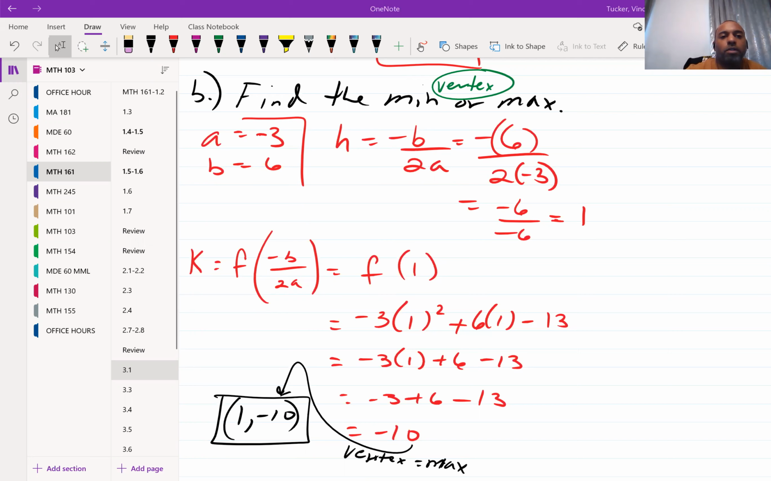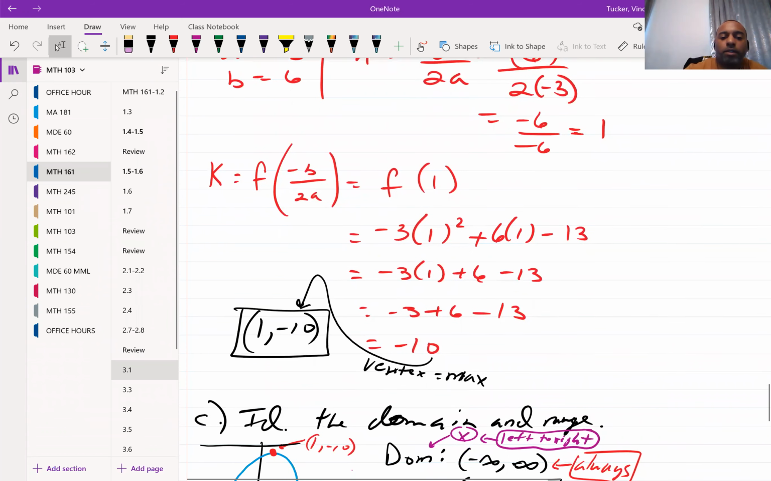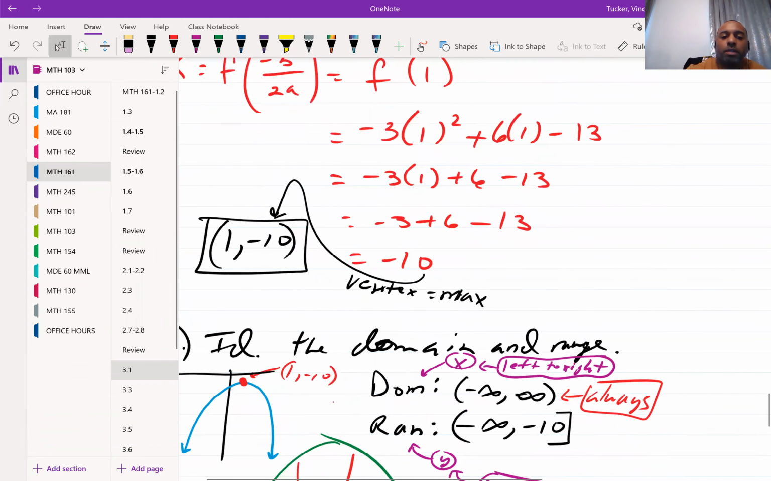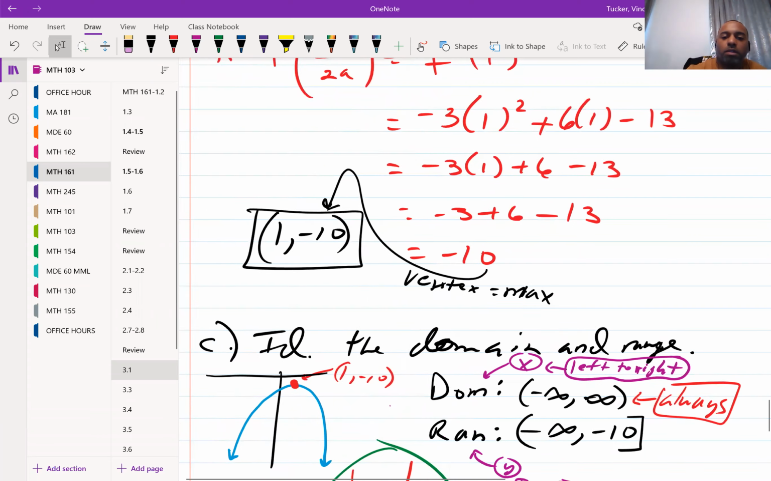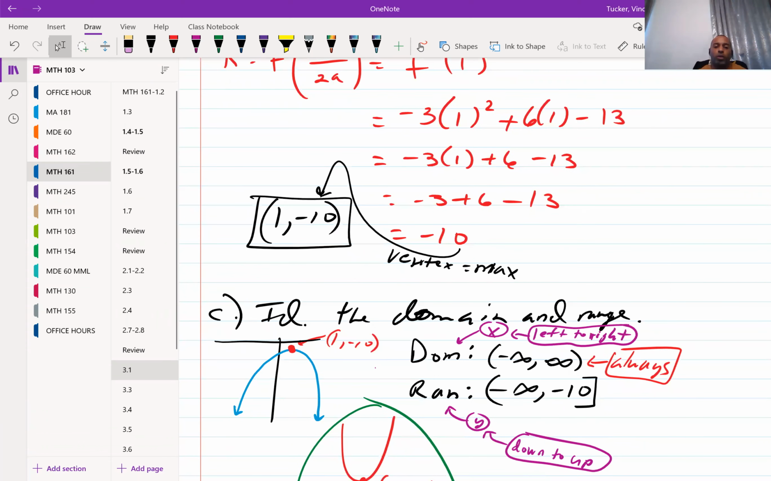All right, so I think C is the last part of this problem. It says identify the domain and range. Don't look at the green circle yet. We'll talk about it in a second. I don't know why I wrote it so close. But we're going to identify the domain and range.